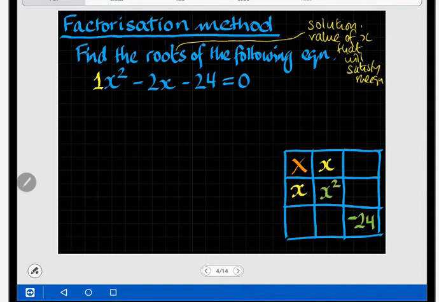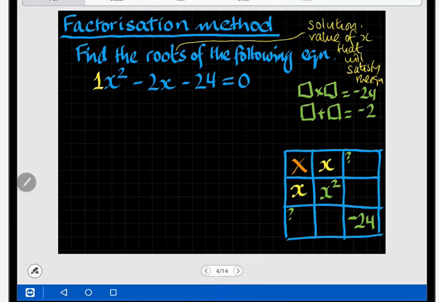That we know is going to be x squared, and when we add the like terms in those two squares here, it's going to be equal to minus 2x. So what do I put here and what do I put here, right? We're going to have to find a number that multiplied by another number will give me a negative 24, and I also know that if I add these two together, it's going to give me minus 2.